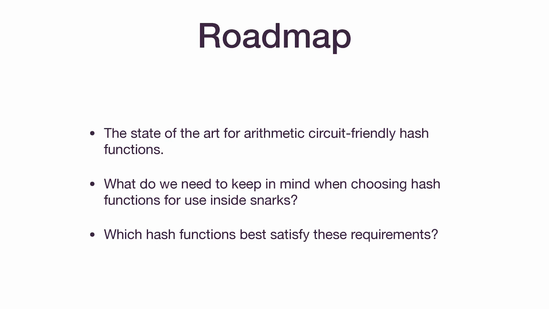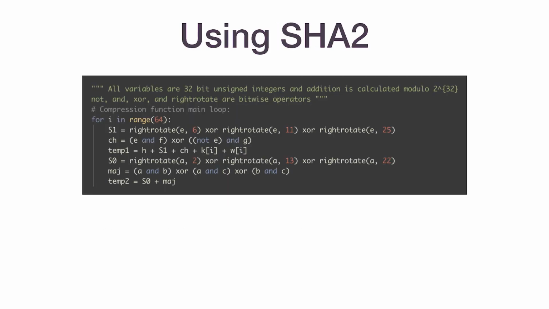And so what I'm going to do is say, what do we need to keep in mind when choosing hash functions? What is going to be expensive, what is not? What properties do we need? What properties can we maybe do without? And then which hash functions best satisfy these requirements?